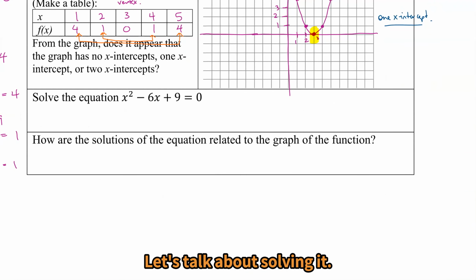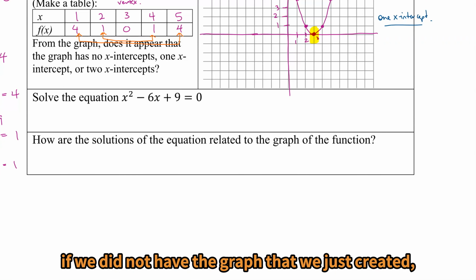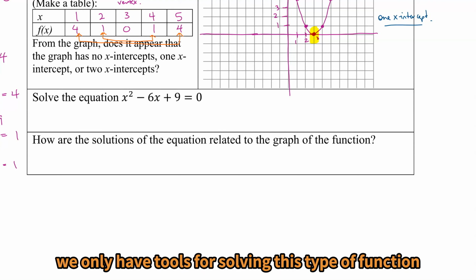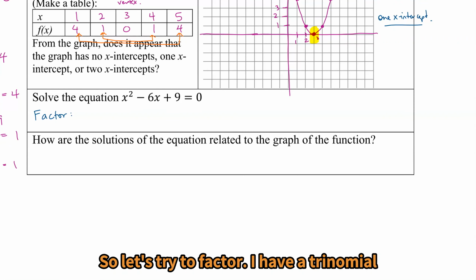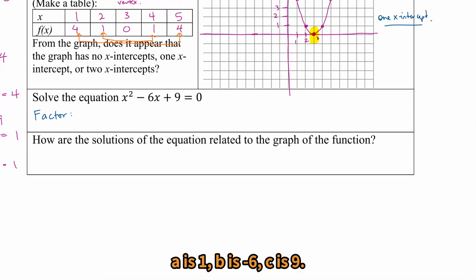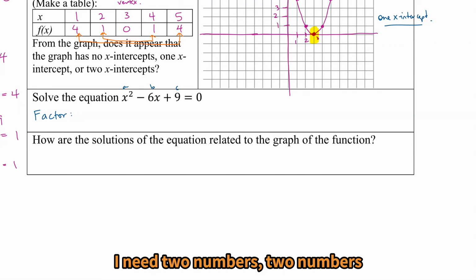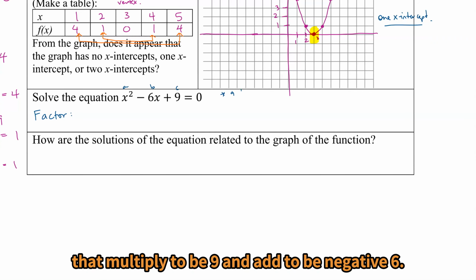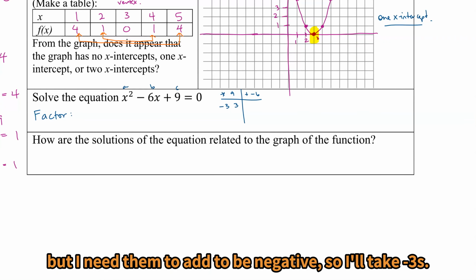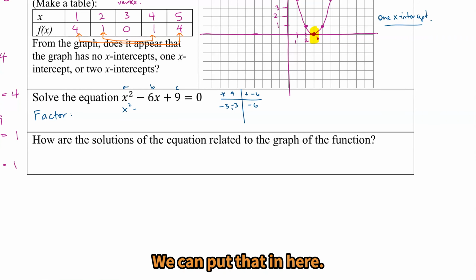Let's talk about solving it. If we needed to solve the equation, if we did not have the graph that we just created, we only have tools for solving this type of function right now using factoring. So let's try to factor. I have a trinomial. A is 1, B is negative 6, C is 9. I need two numbers that multiply to be 9 and add to be negative 6. 3 times 3 is 9, but I need them to add to be negative, so I'll take negative 3's.